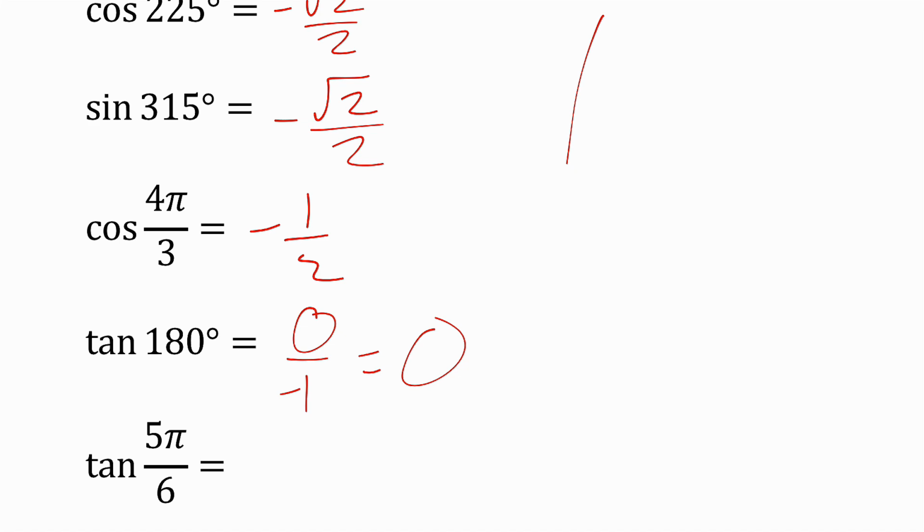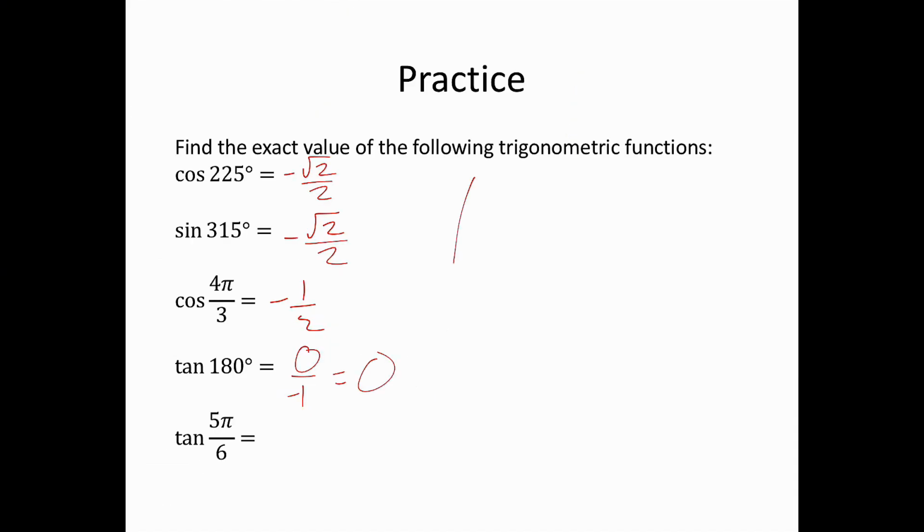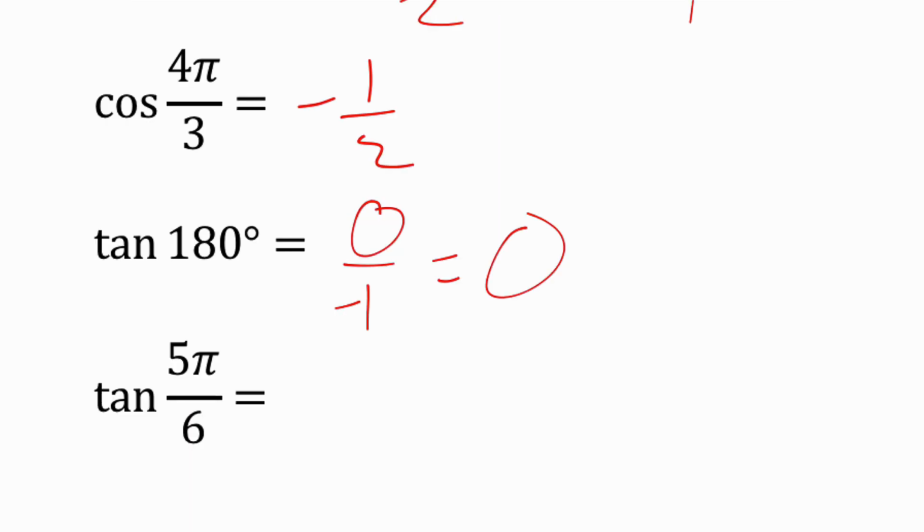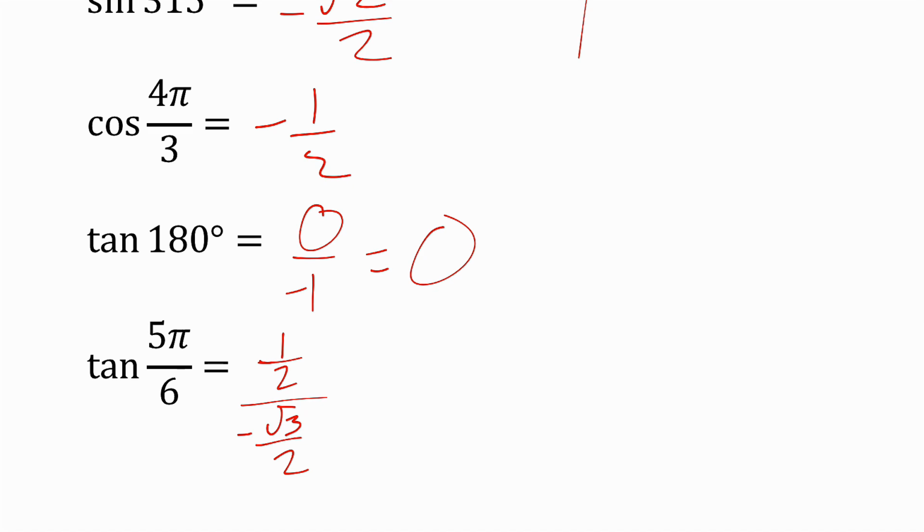Let's try a different tangent. Tangent of 5 pi over 6. We find 5 pi over 6. Where is that? I am making a mess. Let me clean this up a little bit. 5 pi over 6. Oh, okay. That's over here. The tangent, we're going to take the y-coordinate, 1/2, divided by the x-coordinate, negative square root of 3 over 2. So we have 1/2 divided by negative square root of 3 over 2. That is messy. Dividing by fractions.